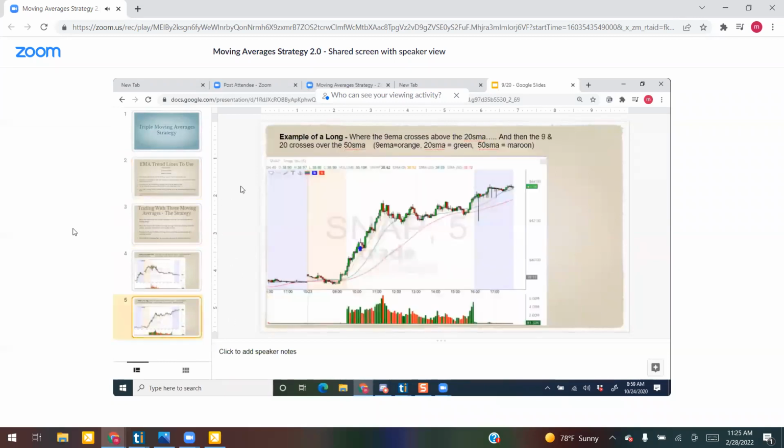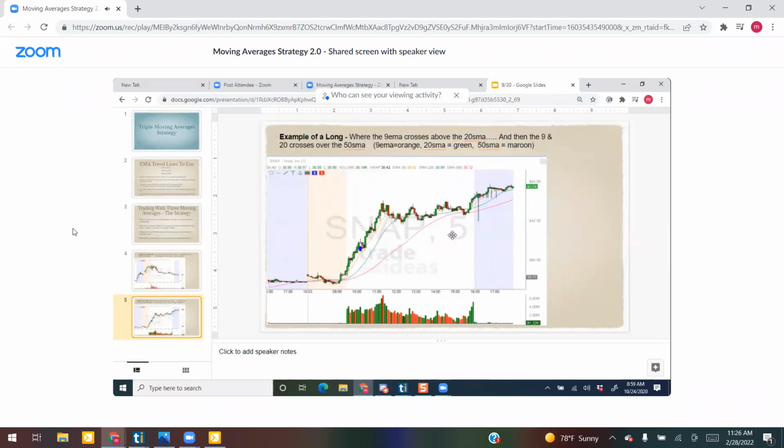Okay, the first example we're going to look at was from Friday on Snap, and it's an example of a very strong long. The first thing we want our eyes to look at is where the 50-day moving average is. Remember on that slide, if the 50-day moving average is below the other two, it's a long trend. If the 50-day moving average is above the two, it's a possible short trend.